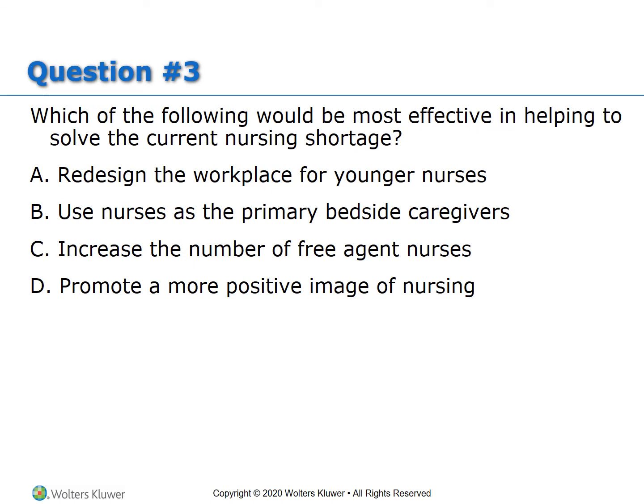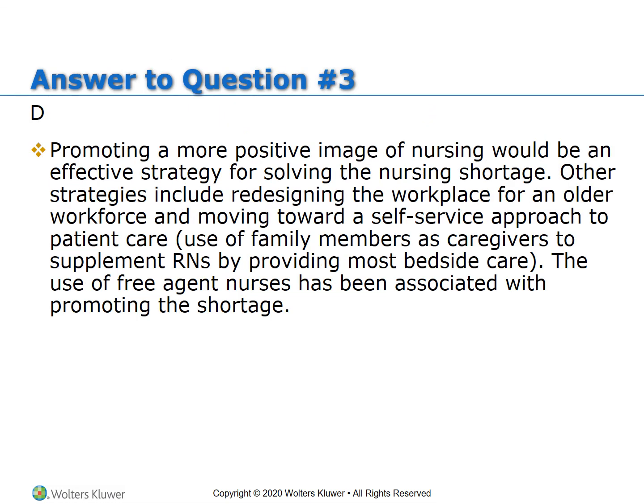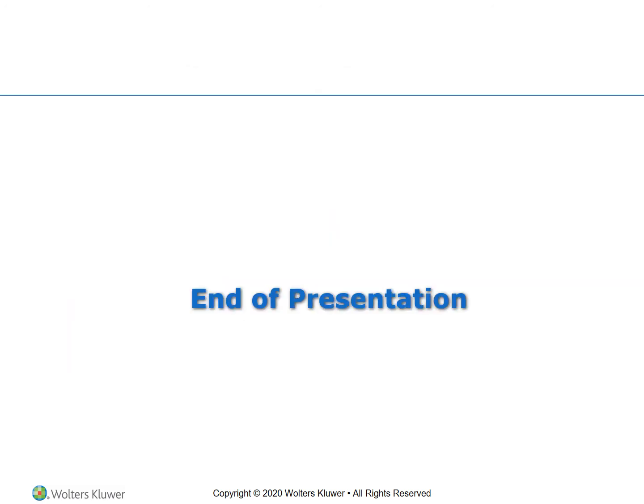So, question: which of the following would be most effective in helping to solve the current nursing shortage? Redesign the workplace for young nurses, use nurses as the primary bedside givers, increase the number of free agent nurses, or promote a more positive image of nursing. It's promoting a more positive image of nursing. Like I said, who is responsible for doing that but nurses themselves? And that is the end of chapter 6.